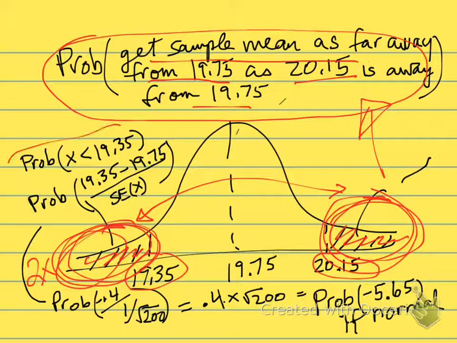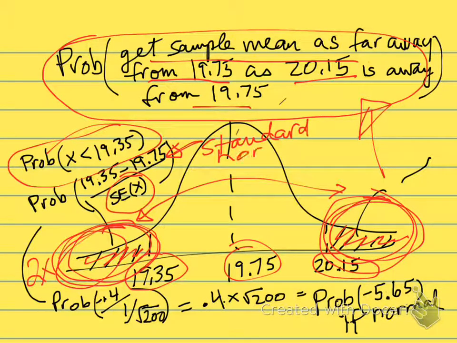So that probability is then the probability that the random variable x is less than 19.35, I'm sorry. If we take 19.35 and subtract 19.75, the mean of the distribution, and divide by the standard error of this distribution, then this probability is for the standard normal distribution with mean 0 and standard deviation 1. And we can calculate that very easily by looking it up in R.